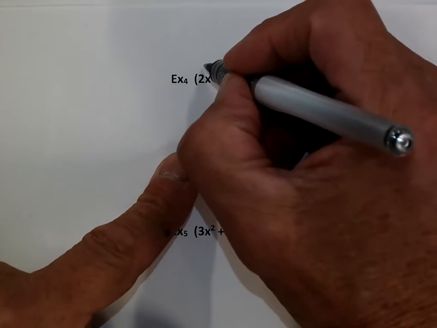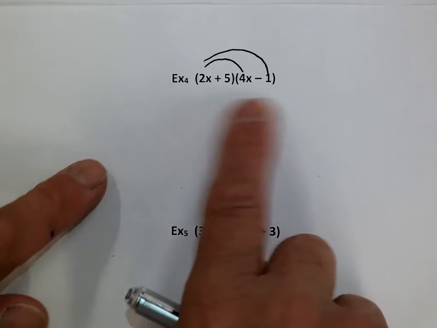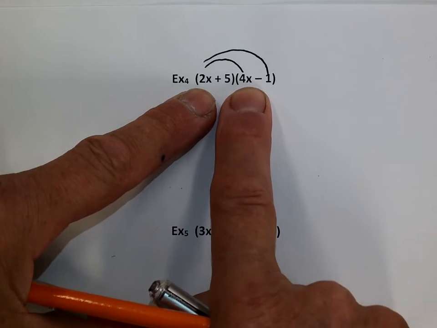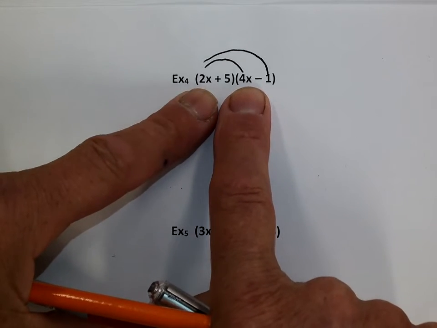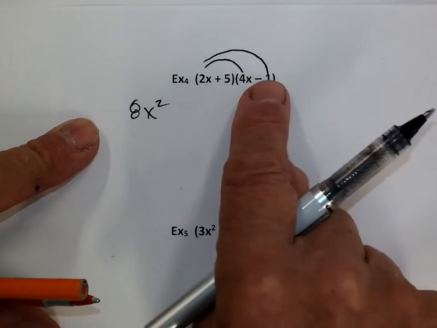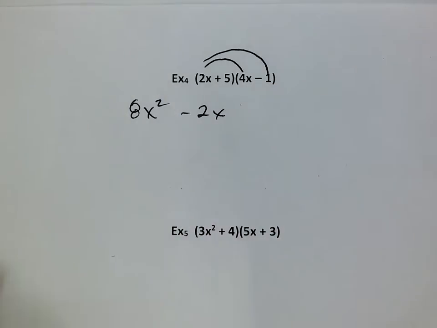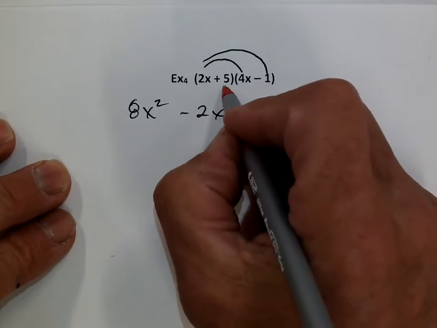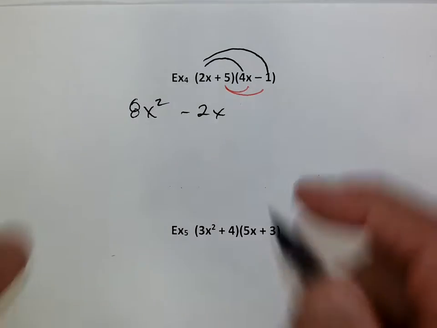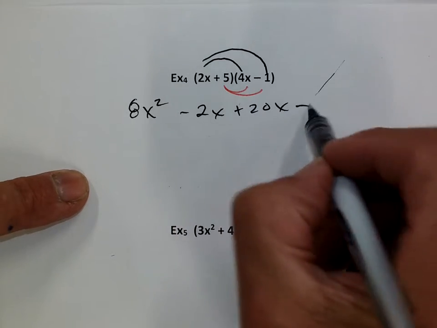I'm going to take 2x times 4x and 2x times a negative 1. So 2x times both these terms. 2x times 4x is an 8x squared, because x times x is x squared, so I get an 8x squared. 2x times a negative 1 makes a negative 2x. And then I'll multiply the 5 times both of these. 5 times 4x, and a 5 times a negative 1. So 5 times 4x makes a positive 20x. And 5 times a negative 1 is a negative 5.